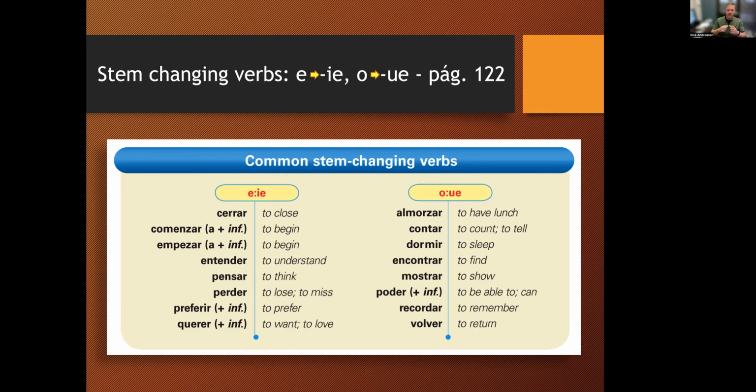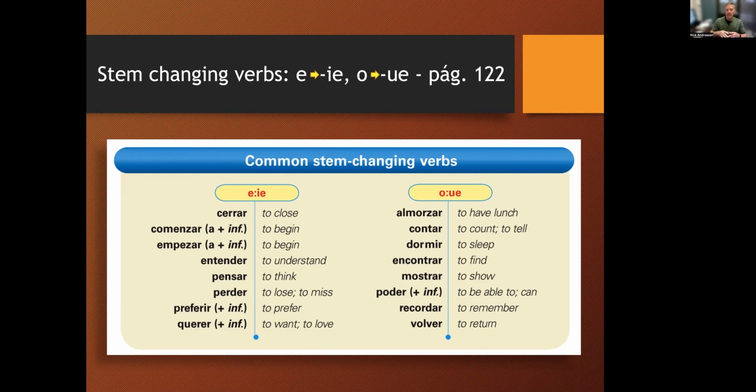So that E before the, take out the ER, right? So Q-U-E-R is the stem. That E is going to become an IE in those different conjugations. So notice that E to IE can be for ER or for AR or IR verbs. So there's no specificity there in which verbs can stem change. O to UE, same thing. It can be an ER, an AR, or an IR verb.